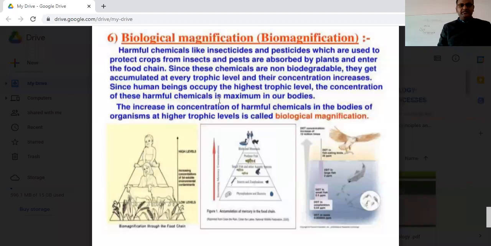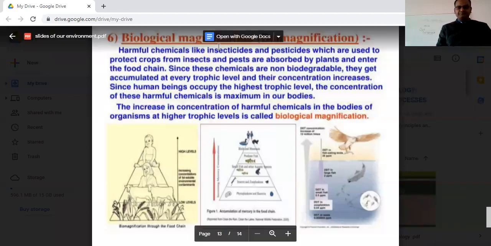So it is a phenomenon of increase in the concentration of the harmful chemical in the body of the organism at a higher trophic level. So suppose we are spraying the DDT. Let me take this example. We are spraying the DDT over the plants at this level.